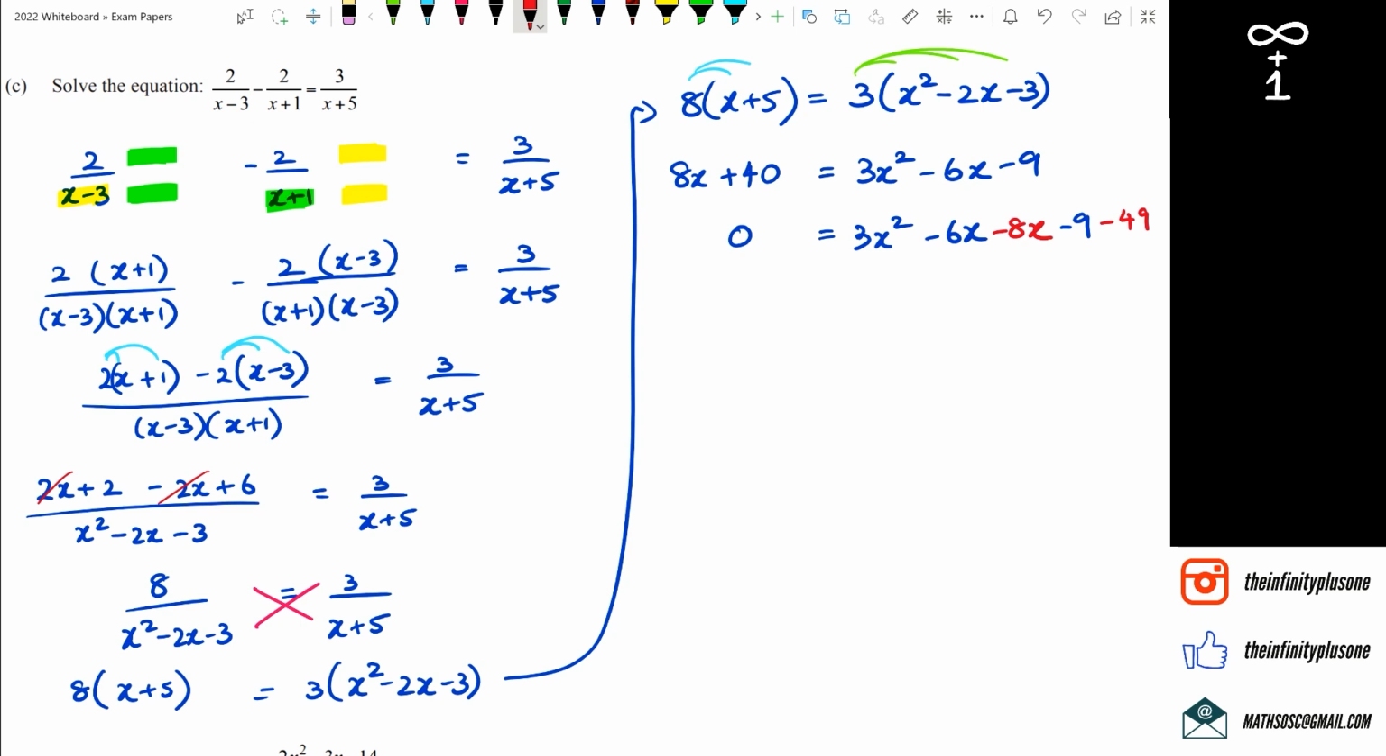It's a bit annoying that you guys get this kind of numbers, eh? This is just sad. But anyway, 0 is equal to 3x squared minus 14x minus 49. Wow, that is an awful equation to be looking at if you're going to do the whole splits way that I used to show you guys before. It sucks that you guys have such a horrible number.